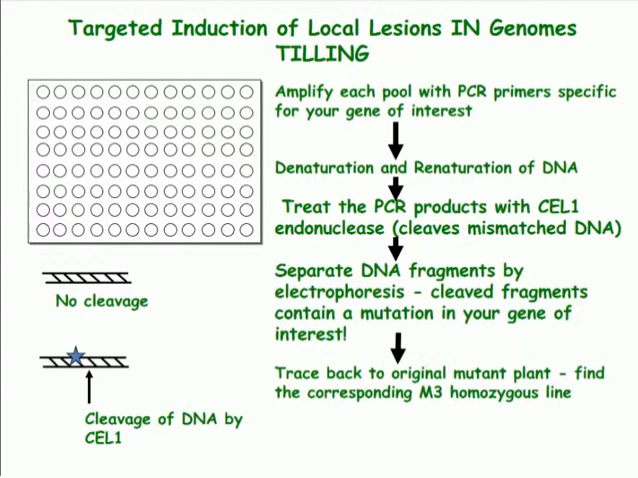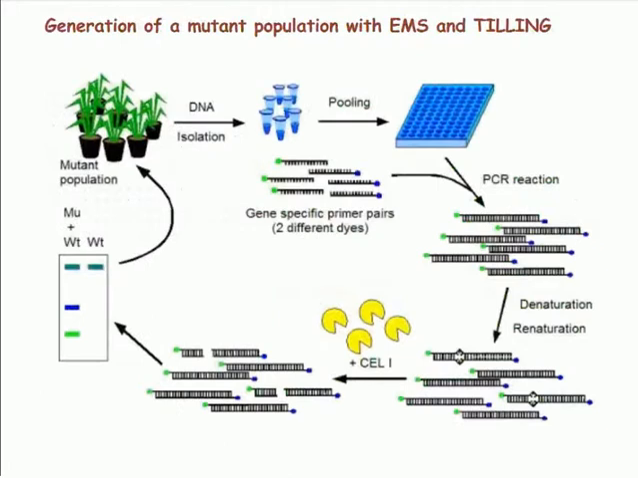Cel1 actually comes from celery. That's why the name. And then, obviously, once you know that in one of these pools you have something that could be a mutation in your specific sequence of interest, you can come back to that pool and reduce the number of plants in that pool until you find the plant that you have. And because you have the seeds collected, you can grow homozygous or heterozygous lines in the next generation.